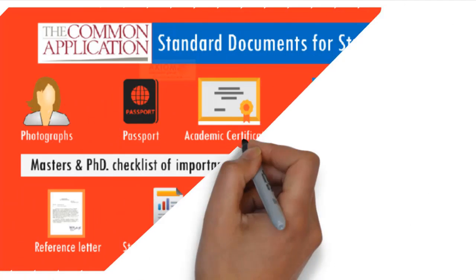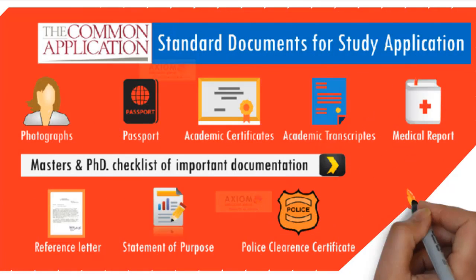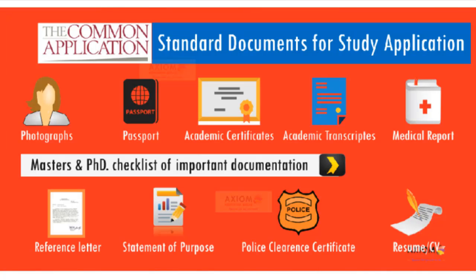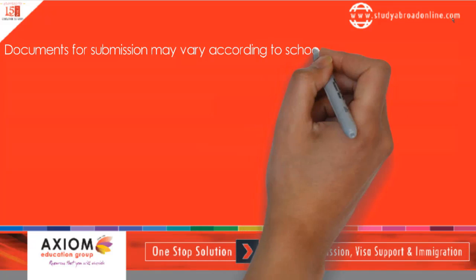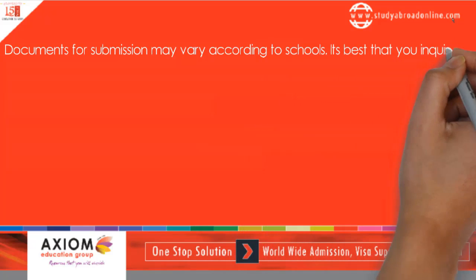Now, the common application documents for study application include photographs, passport, academic certificates, academic transcripts, and medical reports. For Masters and PhD, you may also need reference letters, a statement of purpose, a police clearance certificate, and a resume or a CV. Now, the documents for submission may vary according to schools. It is best that you inquire directly with your Axiom Education Advisor for details.